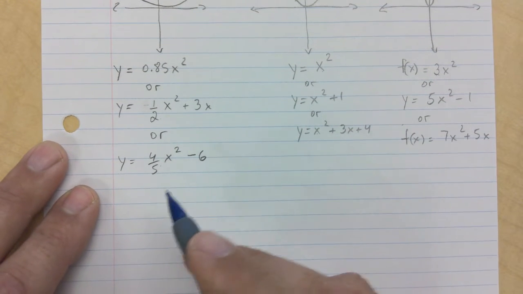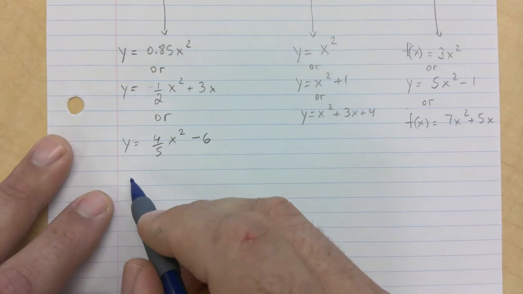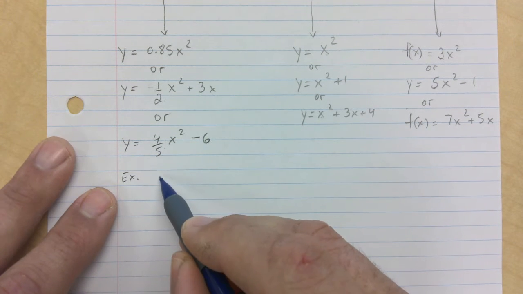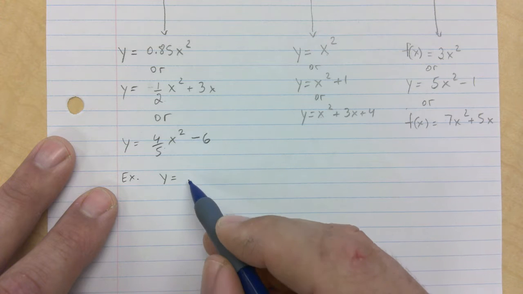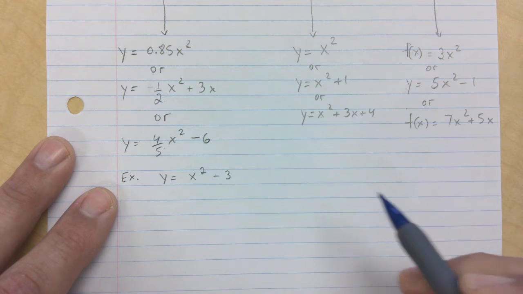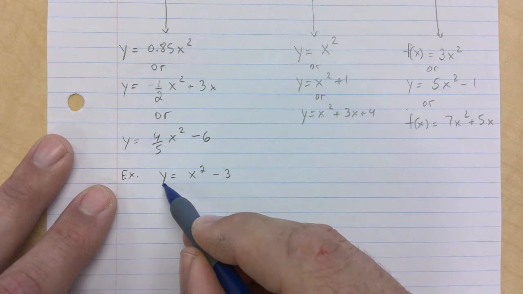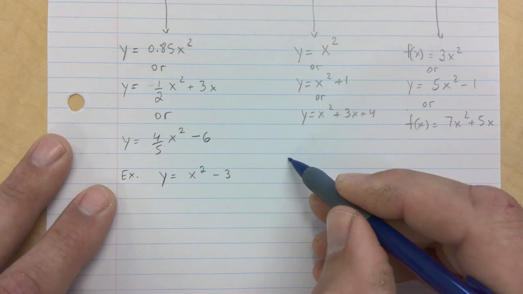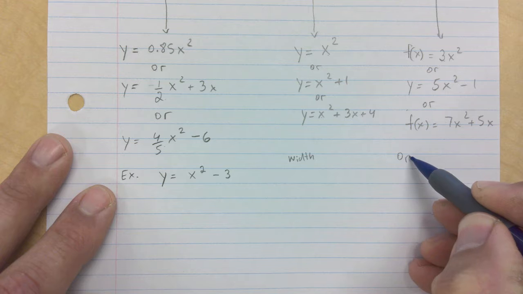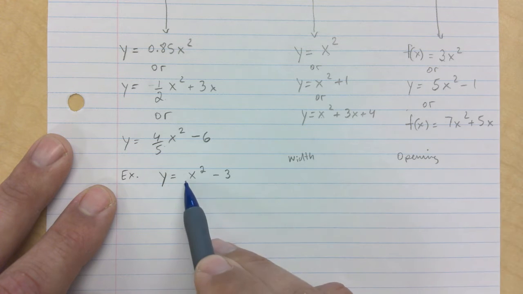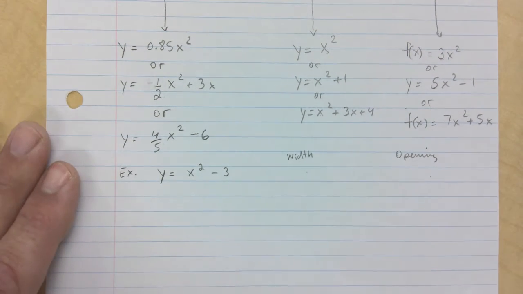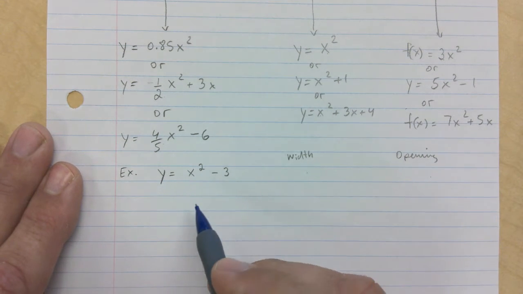So I will give you some examples and let's see if you can figure it out, right? So for example, if I were to give you y is equal to x squared minus 3, like that, okay? We're going to talk about width and opening. So I'm going to give you a bunch of equations and you're going to tell me this and this and y.